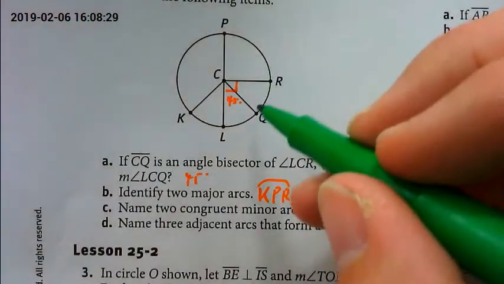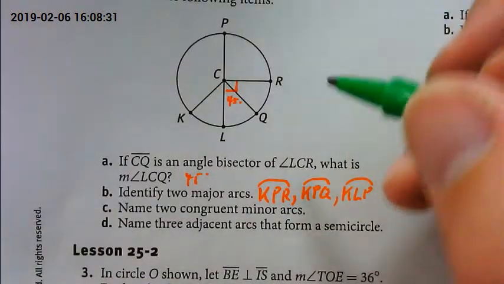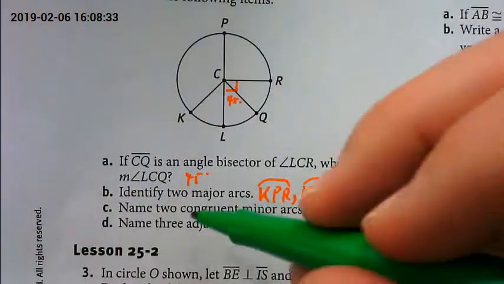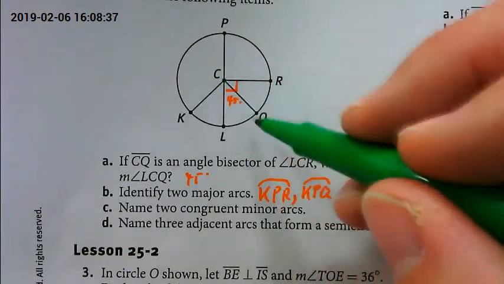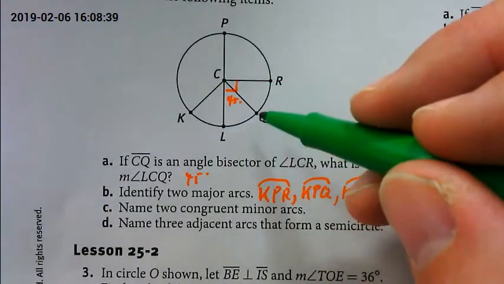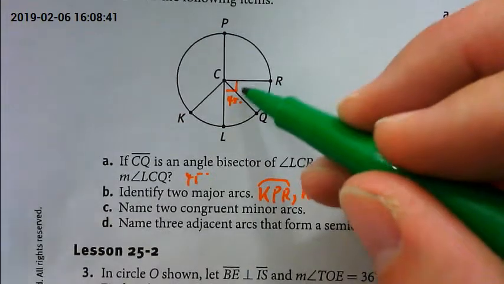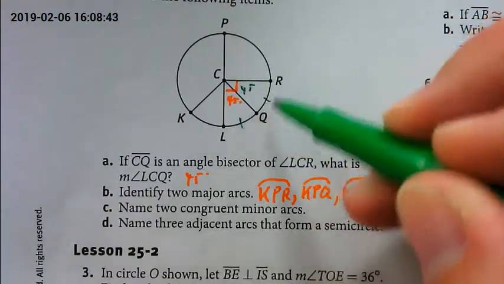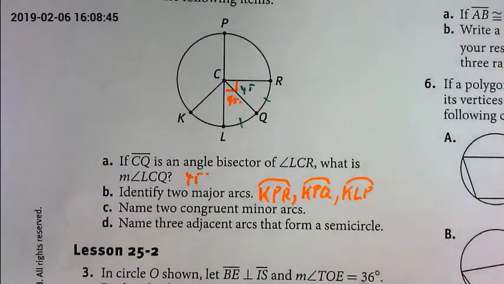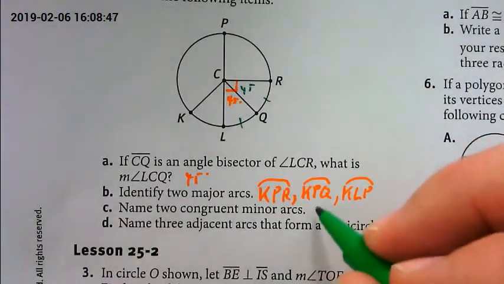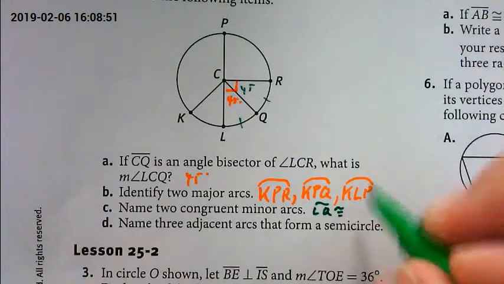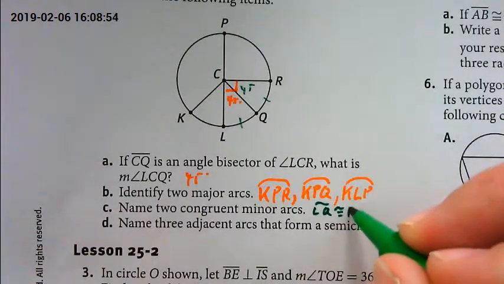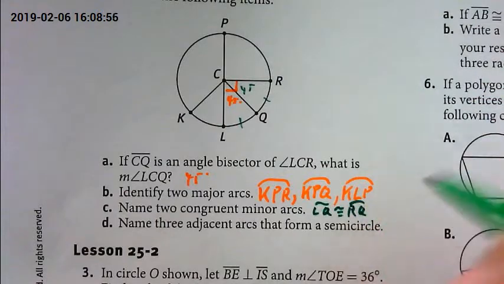So, out of these smaller ones, there's only 2, right? And again, they wanted 2 congruent minor arcs. So we know that since it said earlier this is a bisector, right? It said this is a bisector. We know that both of these are 45. So both of these are also 45. So we could say LQ is congruent with QR or RQ, however you want to phrase that.